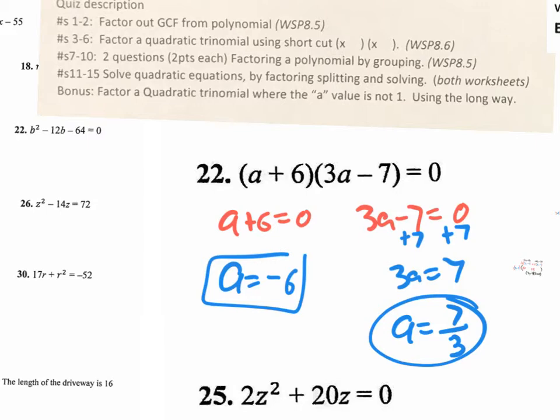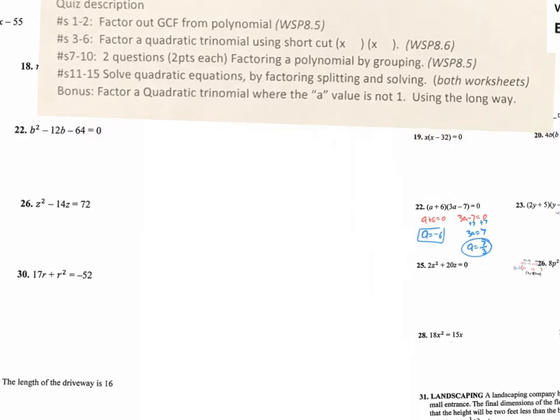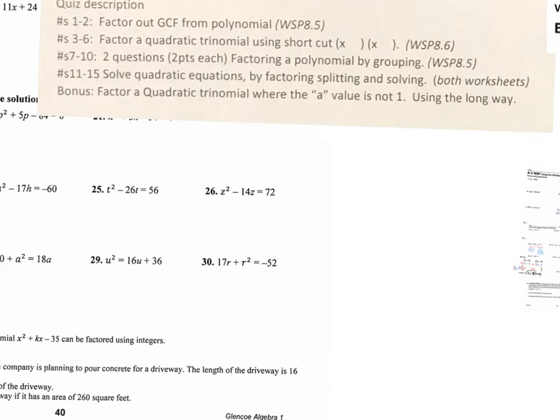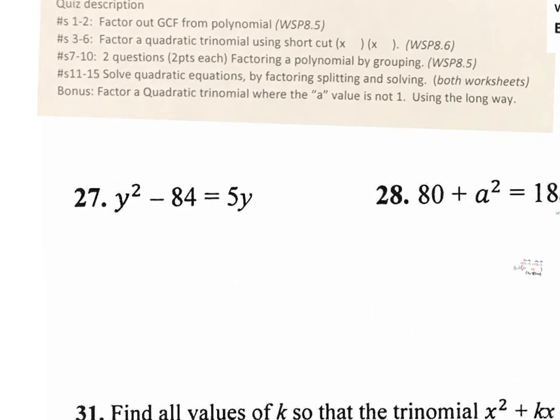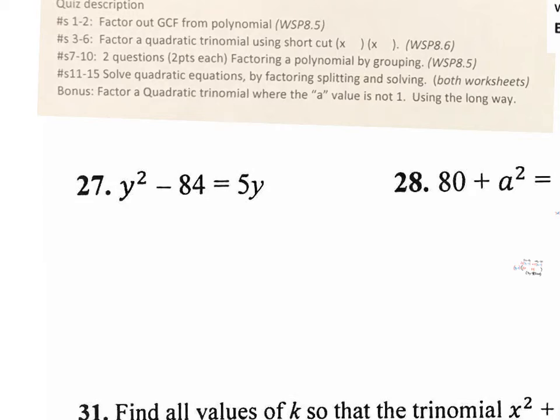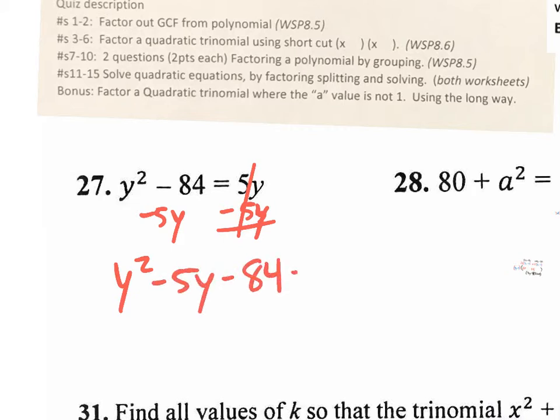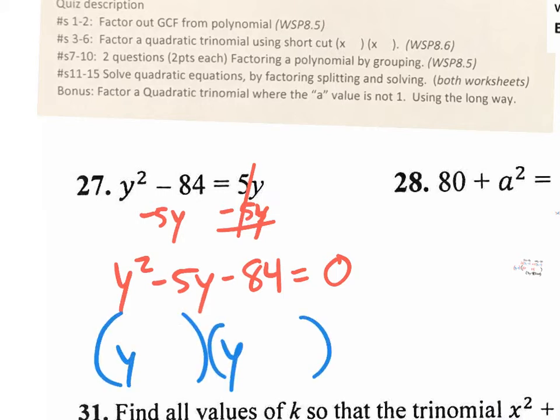So there's going to be some that are factored for you like that, and there's going to be some, like from this worksheet, where you have to first get it equal to 0, and then you'll have a quadratic trinomial that's factorable, kind of like this one: minus 5y cancels, minus 5y, rewrite it, y squared minus 5y minus 84 equals 0. And from there, I hope you guys could make a list. What times what is negative 84 that combines together to give you negative 5? And then you split it and solve.